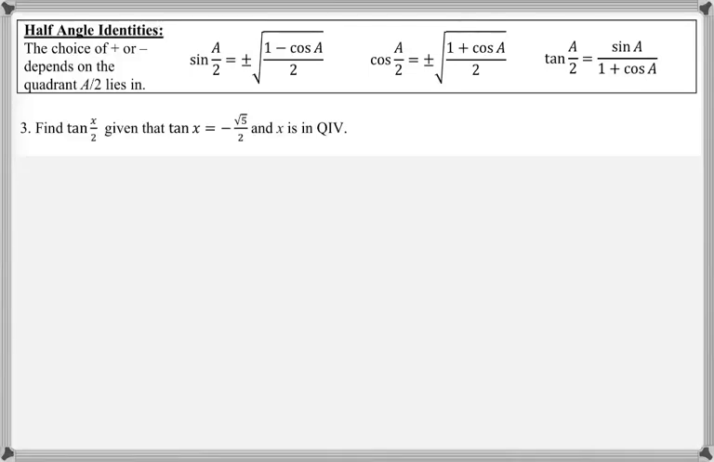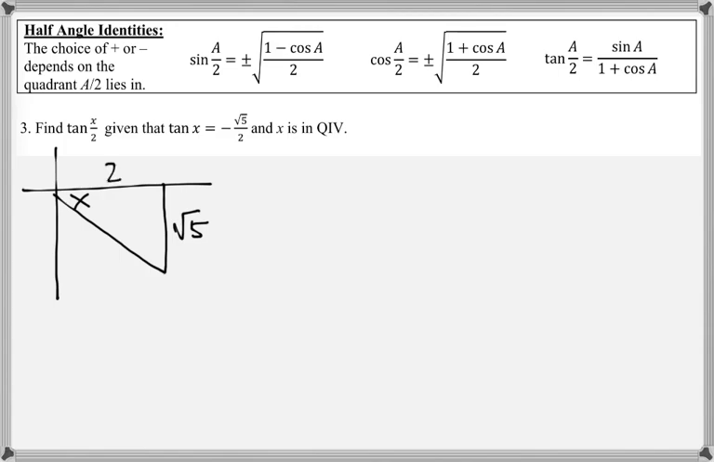For question number 3, they want us to find the tangent of x over 2, given that tangent of x is equal to negative square root of 5 over 2, and x is in quadrant 4. So I'm going to use these to make my triangle. So I know I'm in quadrant 4, and I know my tangent, which is my opposite over adjacent, is square root of 5 over 2.